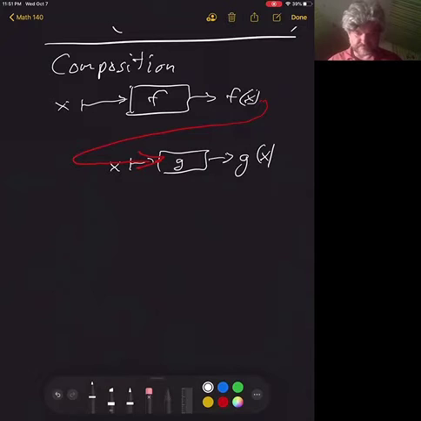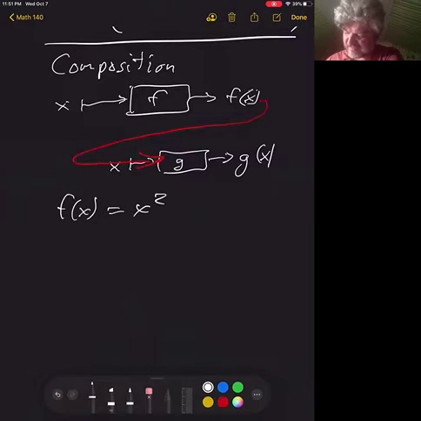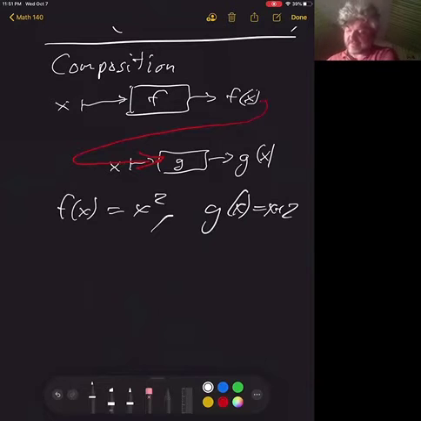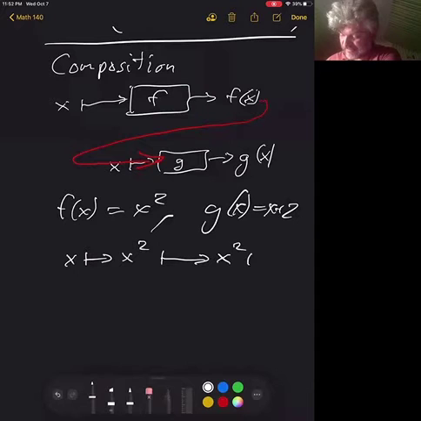So f of x is x squared, g of x is x plus 2. What does this really do? It starts with x, which comes out as x squared of the first black box. And then what does g actually do? It adds 2 to the input. So we get x squared plus 2.